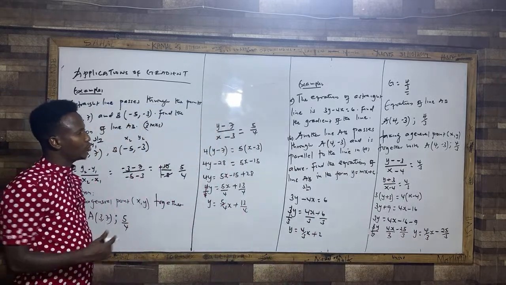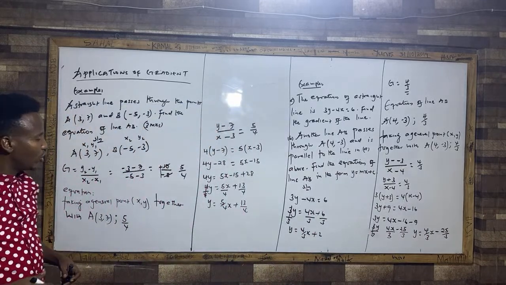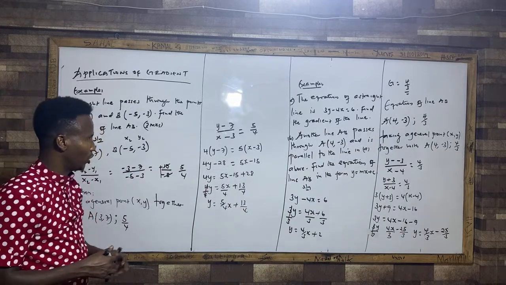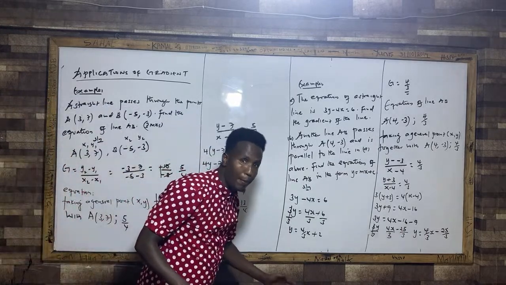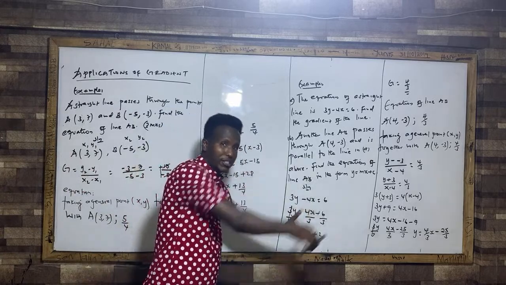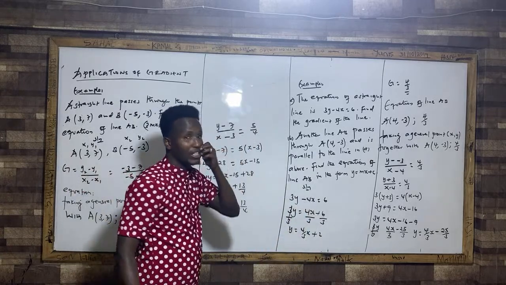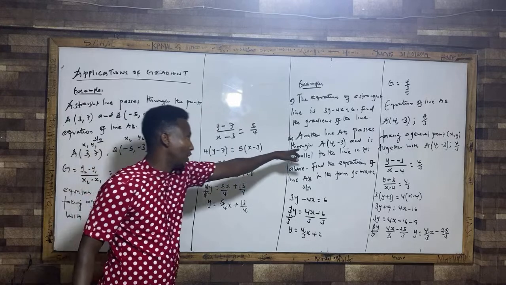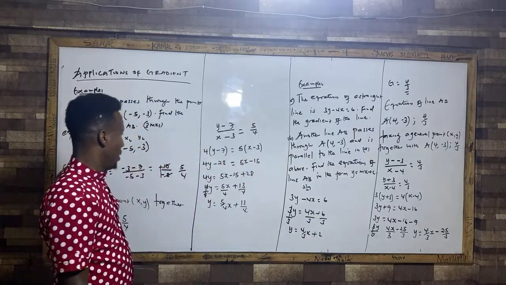Okay, this is how we're going to tackle questions of 4 marks for evaluation. So here, the two lines are parallel, don't forget. Meaning they have the same gradient, okay? The gradient of the first line is equal to the gradient of the line which passes through this point, okay?